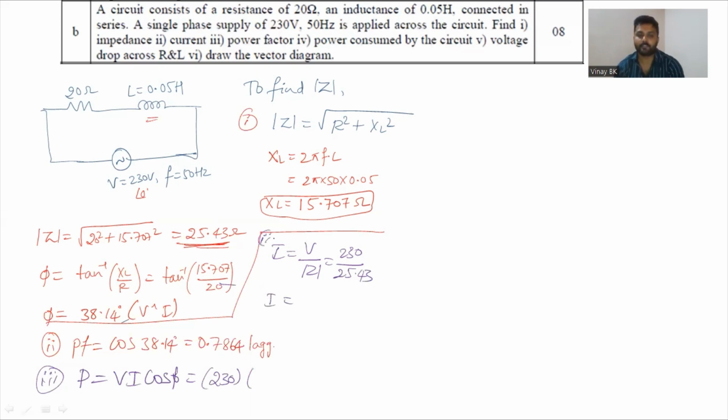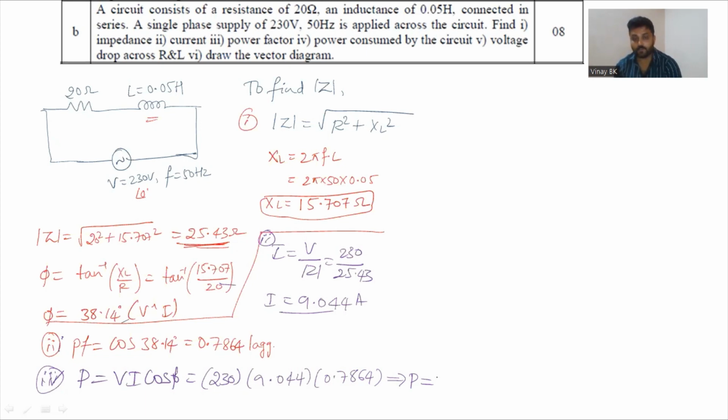Second point, sorry, this is the second point. Third point is power factor, and fourth point is power. So I can get 230 divided by 25.43, 9.044 amperes. We substitute this value 9.044 into power factor. You already calculated 0.7864 lagging.